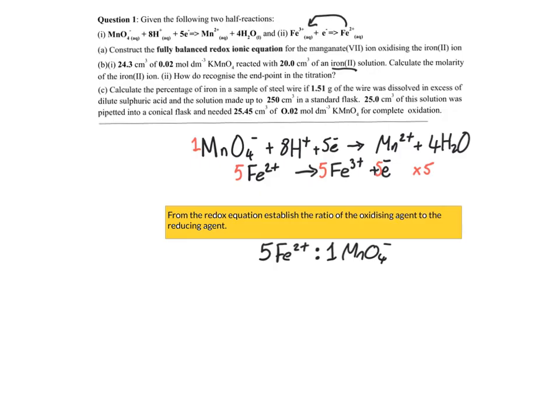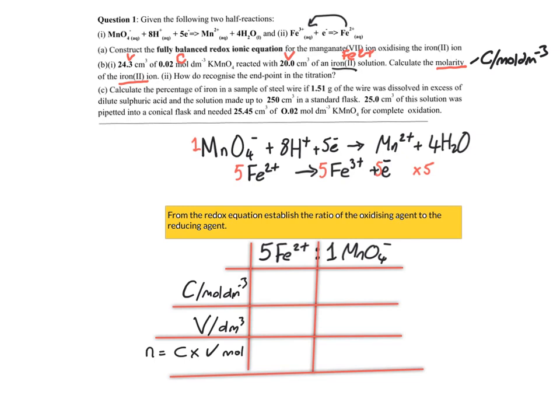Part B is a very, very simple titration. It tells you that 24.3 centimetres cubed of 0.02 moles per dm cubed potassium manganate reacts with 20 centimetres cubed of the iron 2 solution. The first thing it wants you to do is to calculate the molarity of the iron 2 ion. Molarity means concentration in moles per dm cubed. So let's do that.